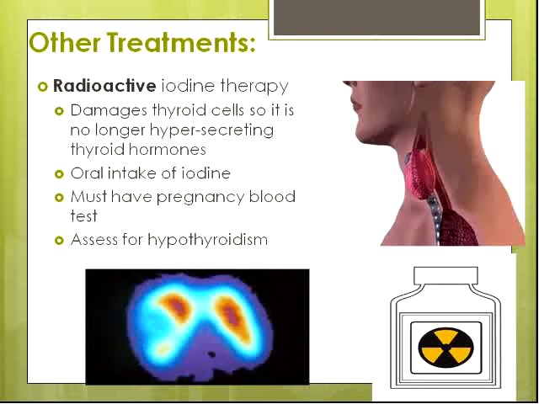You can take the radioactive iodine orally. They've also been known to do an implantation, which is not there. But notice, the patient needs to have a pregnancy test. If they are young and of childbearing age, they need to be told of the risks of getting pregnant. Stay away from getting pregnant. And assessed for hypothyroidism.